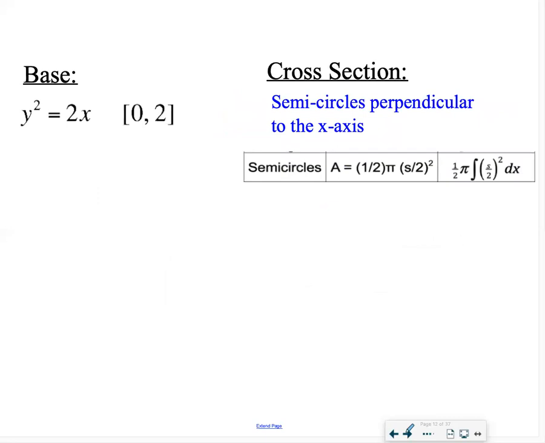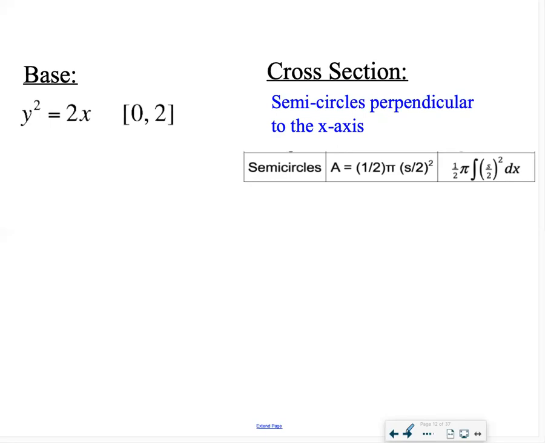Okay, let's say y squared equals 2x, so we're going from 0 to 2. And our cross section is going to be semicircles perpendicular to the x-axis. After this slide, I'm going to do some that are perpendicular to the y-axis. So it's going to change a couple things, but it's either going to be perpendicular to the x or perpendicular to the y.